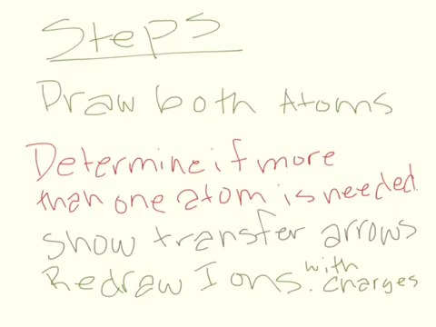So just a quick review of the steps. Mr. Kuzi made a video of how these ionic bonds work, and here are some of the steps. So you have to draw both of the atoms, determine if one or more atoms are needed to balance the equation, show the transfer arrows, and redraw the ions with charges.